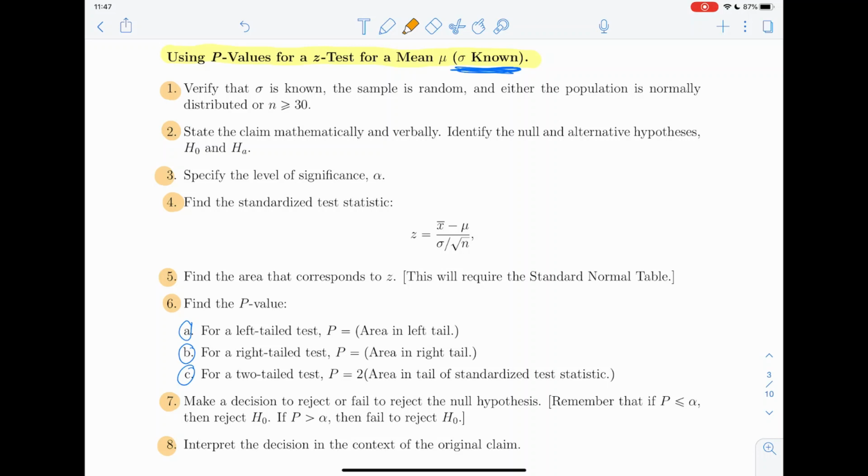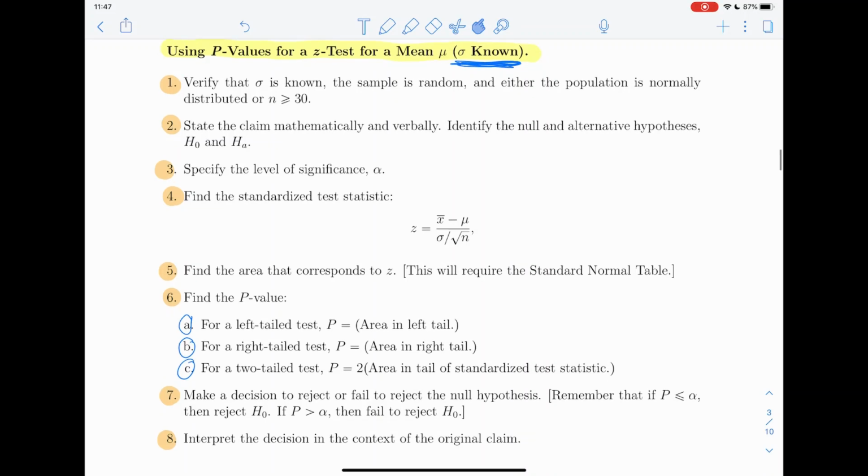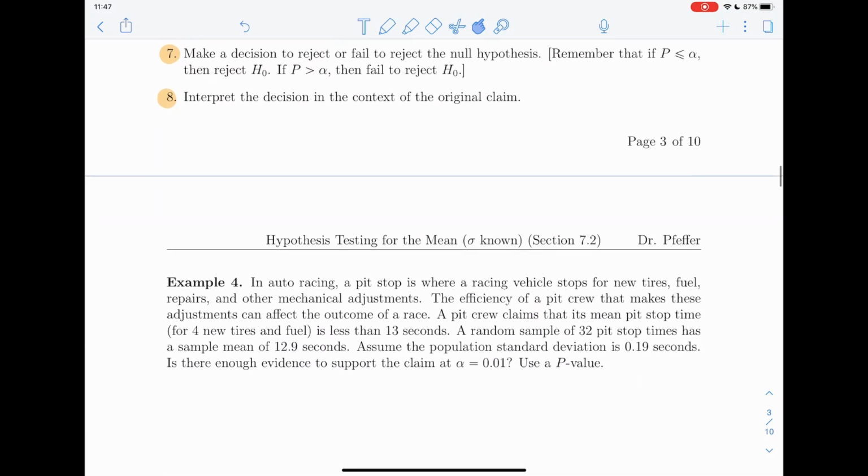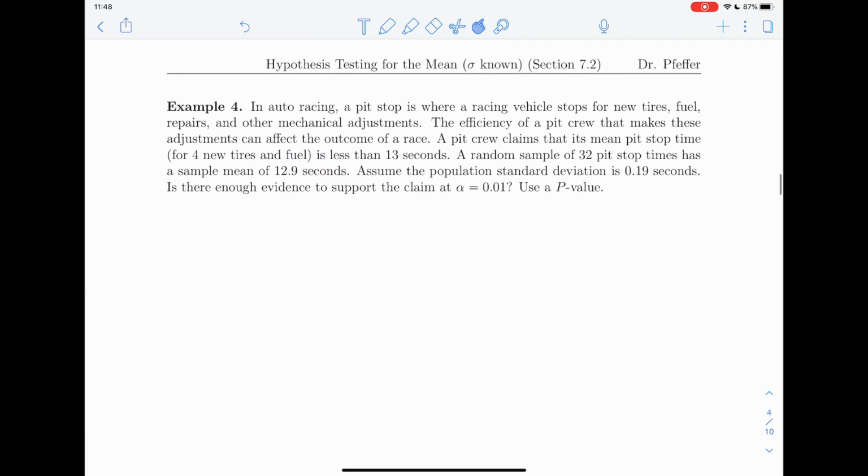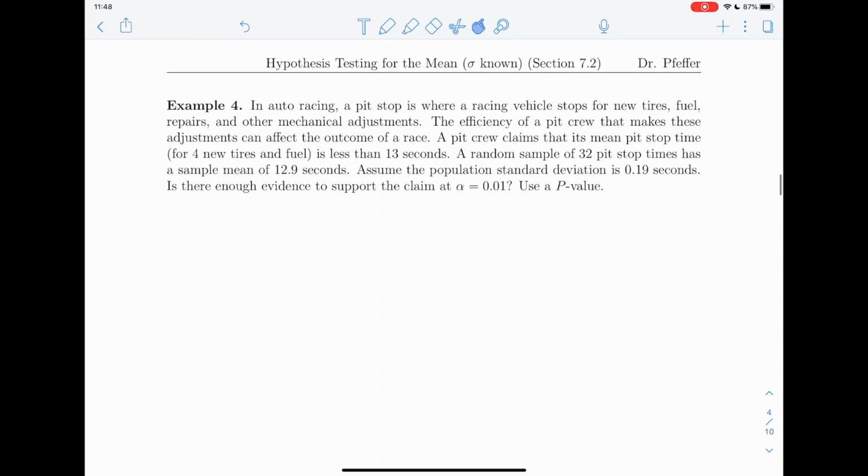That said, let's take a look at an example so you can see how I would write this, and what steps and moves one has to make along the way. So here's a real-life example. In auto racing, for example NASCAR or Formula One, there's a thing called a pit stop. A pit stop is where the vehicle stops and the team performs some kind of maintenance. Usually it's 4 new tires and some fuel.